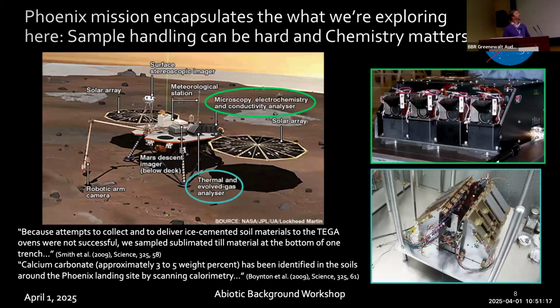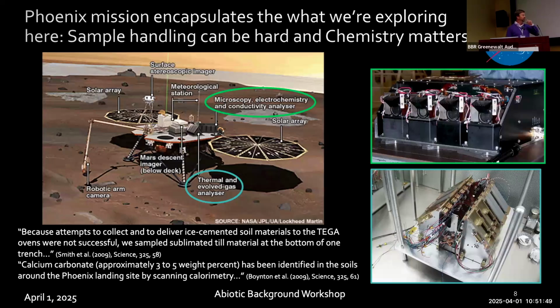One is the Phoenix mission, and in terms of implementing Heather's flowchart, you've got to go from sample in all the way through data out. And Phoenix taught us some important lessons there about sample handling being hard, and that the detailed chemistry matters. So I'm going to focus on the two most relevant chemistry instruments for a moment, which were the microscopy, electrochemistry, and conductivity analyzer, and the thermal and evolved gas analyzer.